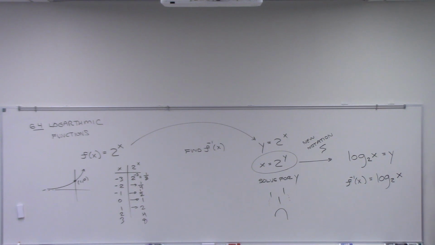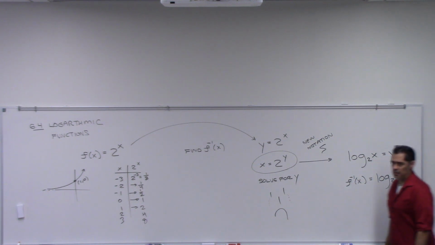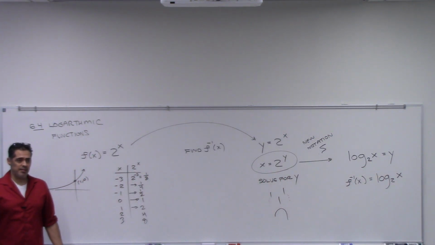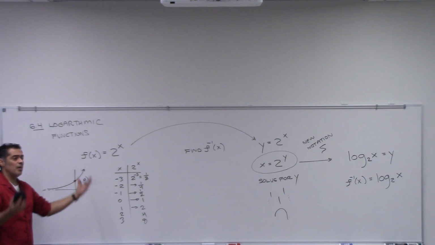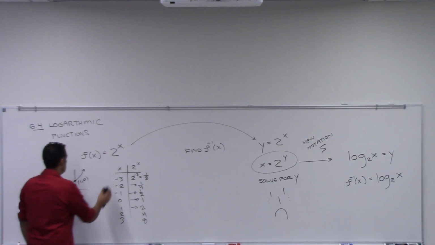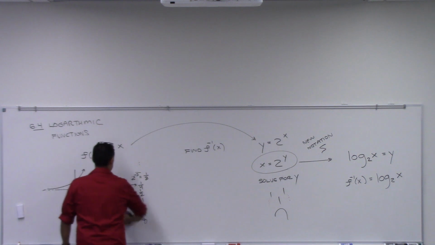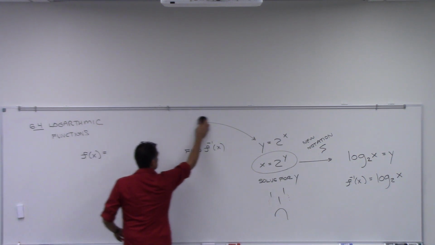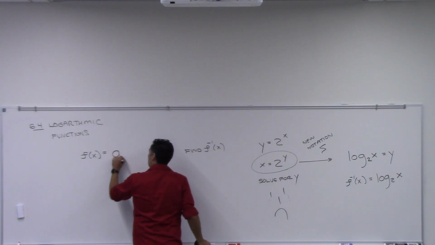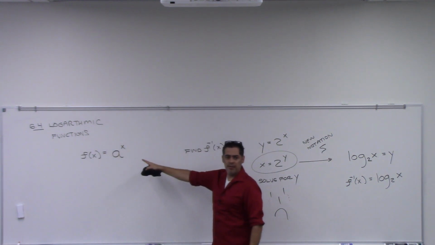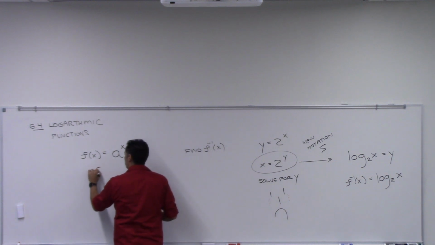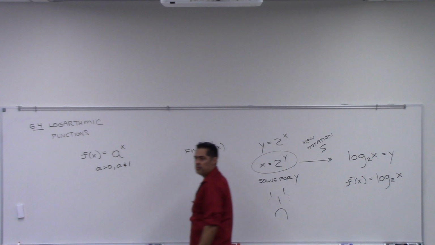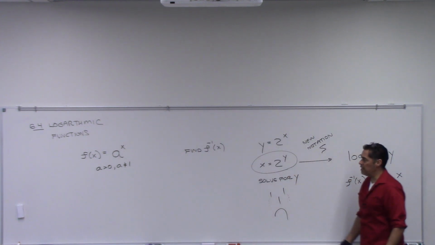Okay, let me do it again, but this time let's not use 2 to the x. Let's use a to the x, just an arbitrary function. That's a generic exponential function. And we have some restrictions here. Remember, a has to be positive and a can't be 1. Those are the restrictions we have for all exponential functions.